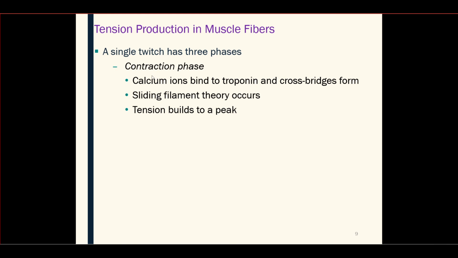This is the second phase known as the contraction phase. So at that point, the calcium is binding to the troponin. Remember, the troponin changes its shape. It pulls the tropomyosin out of the way, exposing the active sites on actin, and then the myosin heads jump up and form the cross bridge, and then they swivel, and we get the sliding filament theory, and that's what generates the tension, and the tension begins to peak.